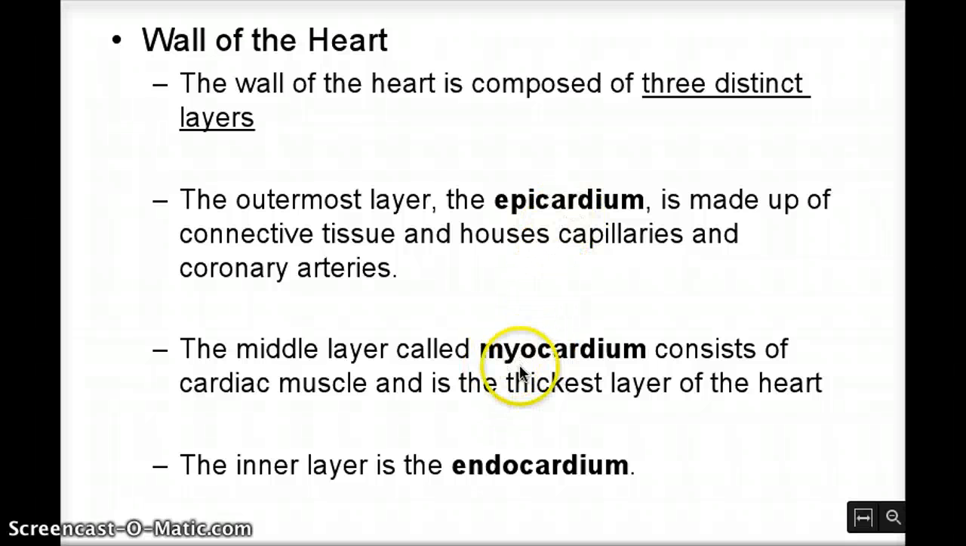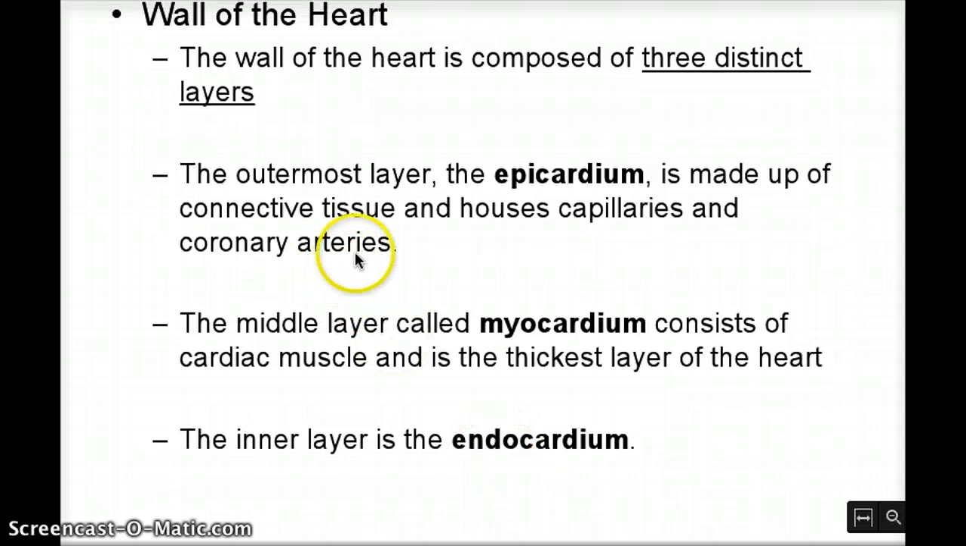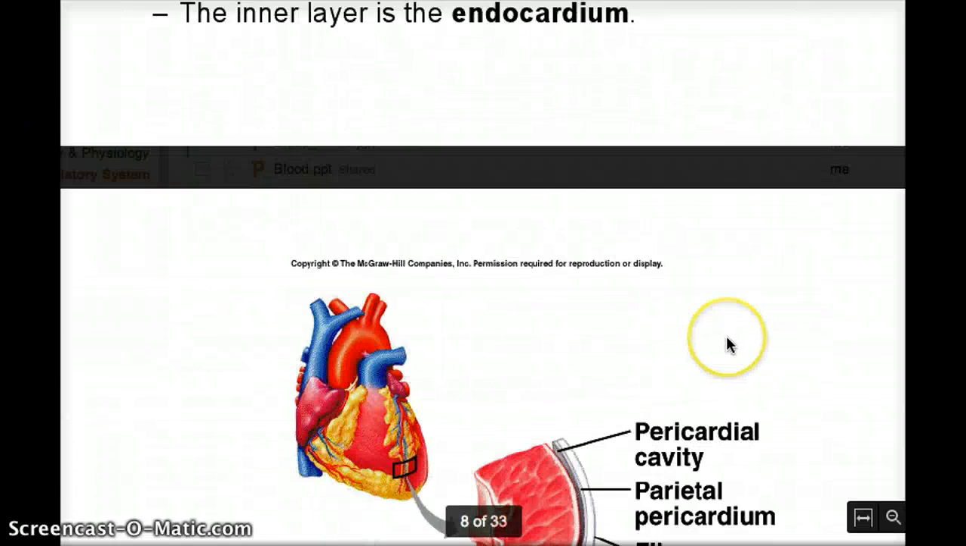Then we work our way down into the muscle layer, which is the myocardium, and then the innermost layer is the endocardium. So you're going to see kind of a shiny little layer. The only thing you really need to pick up on this, which we'll get to a little bit later on, is to look at the muscle thicknesses on the left versus the right side of the heart. Okay.